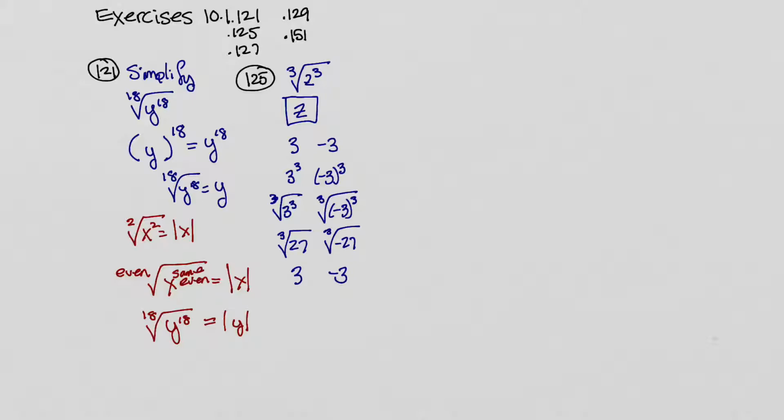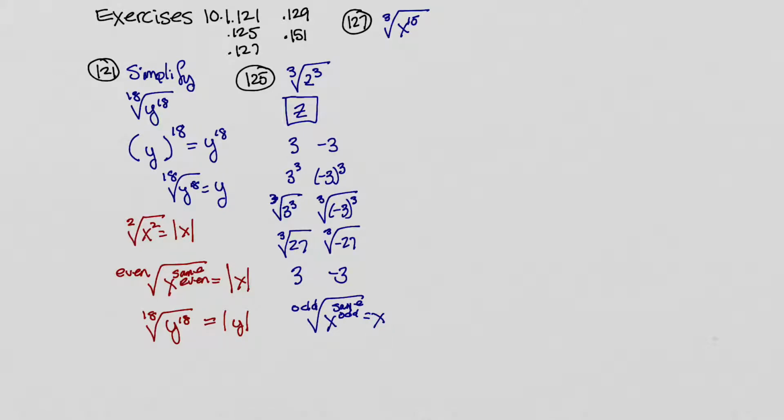So we could write a rule that looks like this. If you have an odd root and some variable to the same odd power, you just get exactly x. So it's a little bit different than the even case. If you have evens, you have to use absolute value. If you have odds, you don't.